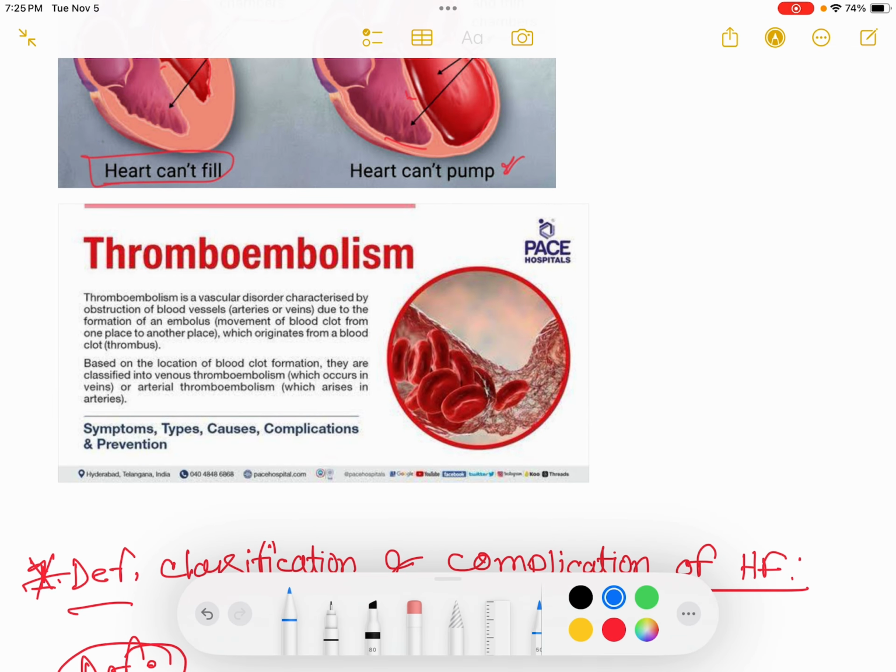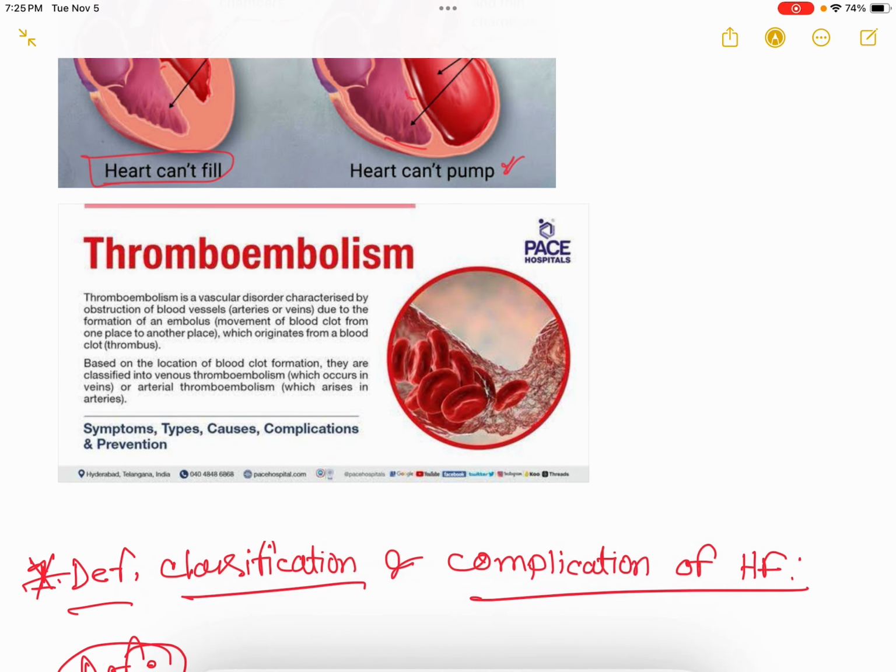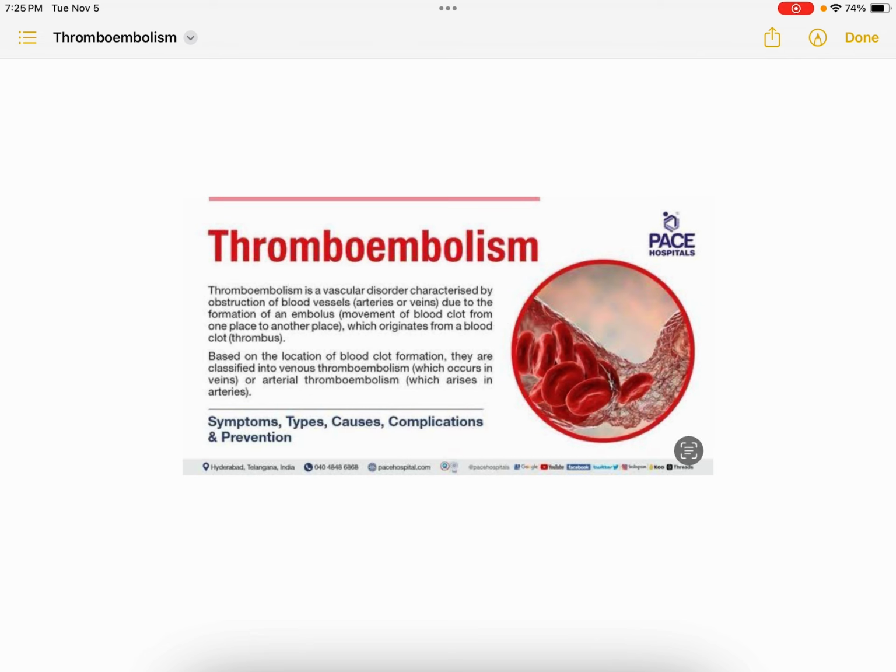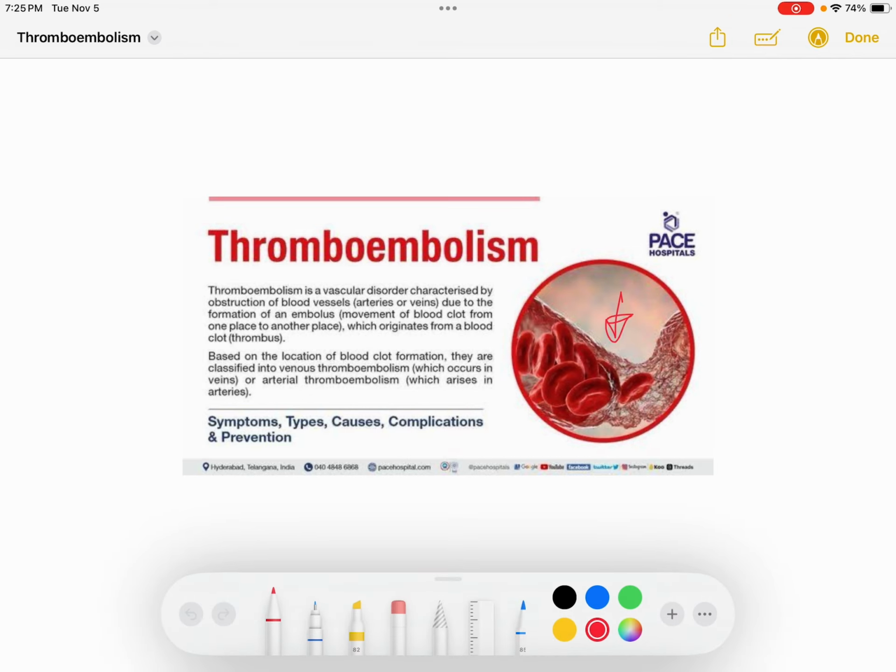It's the example of thromboembolism. What is thromboembolism? Thromboembolism is a vascular disorder. It is a vascular disease characterized by obstruction of the blood vessels, which may be arteries or veins, due to the formation of an embolus, which originates from a blood clot or thrombus.